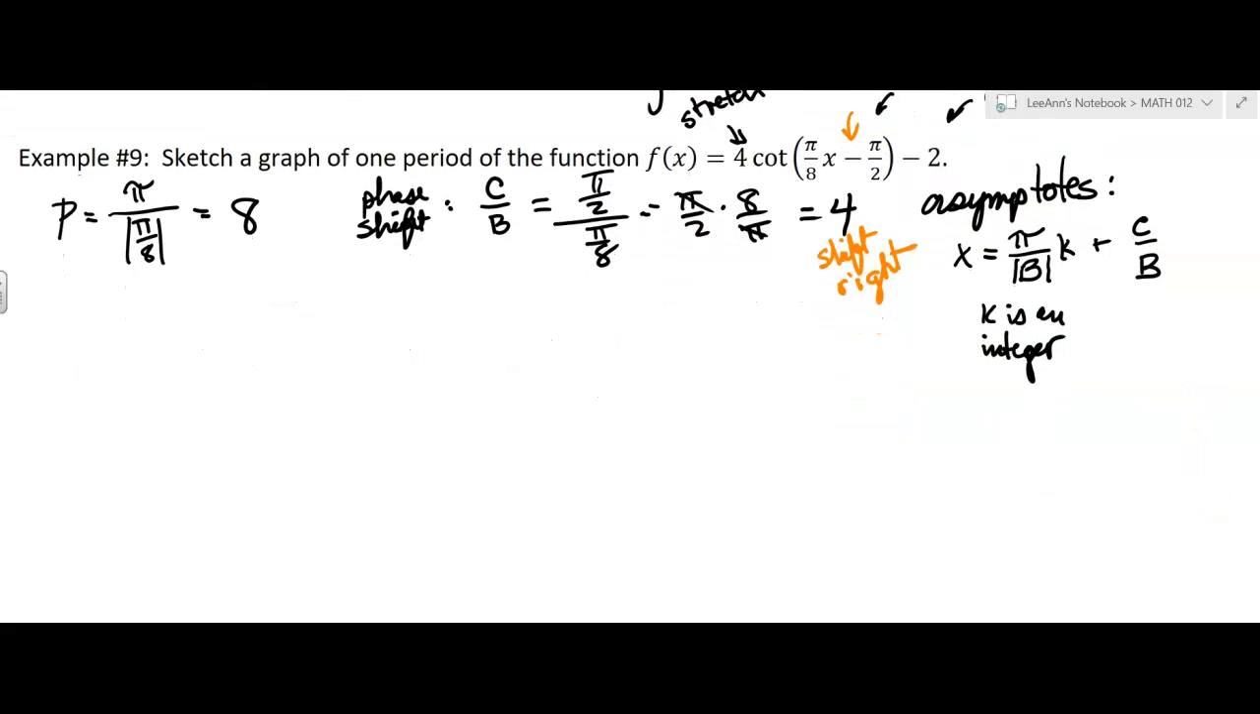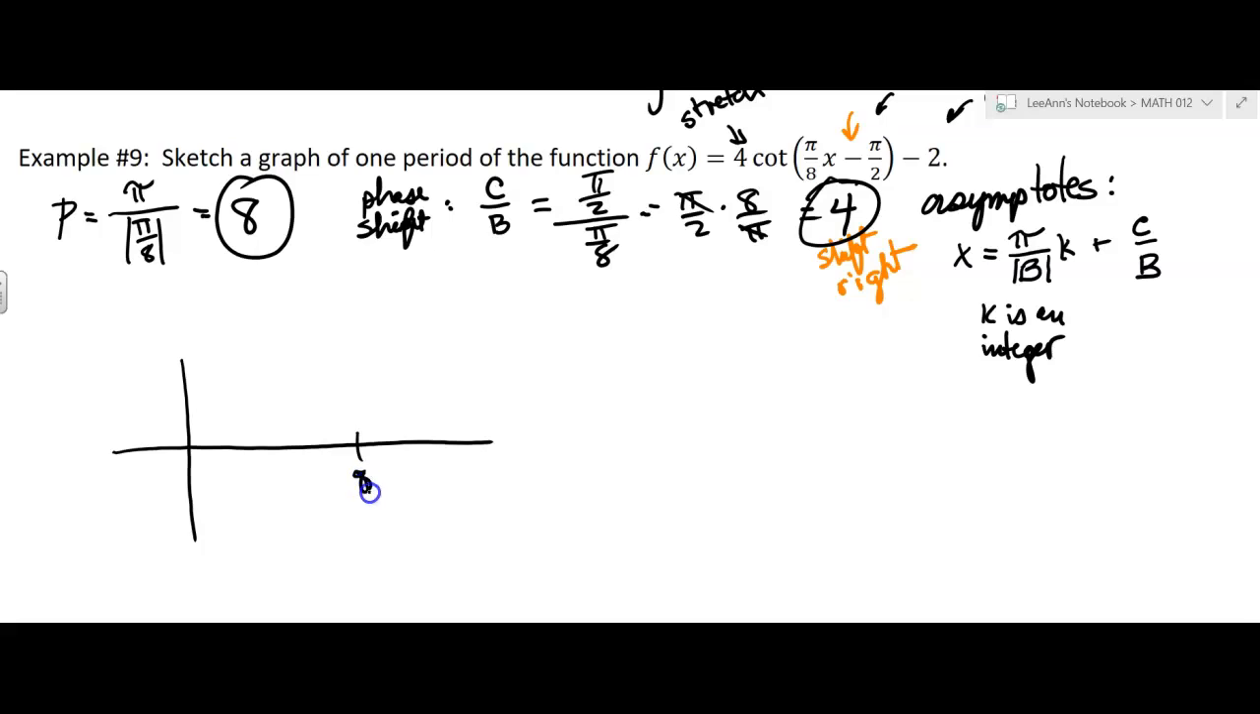All right, let's get some graph paper. And I'm just going to do one period. You could do more if you wanted to. So the thing is, you want to get your bearings. We know the period is 8, and then we know the phase shift is 4. So if I mark off 8, let's say 8 is there, but I have a phase shift of 4. So 4 would be here.